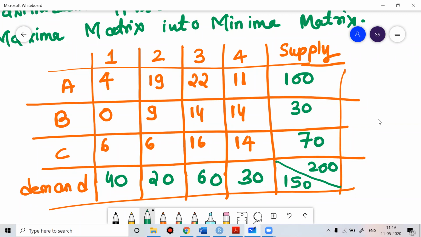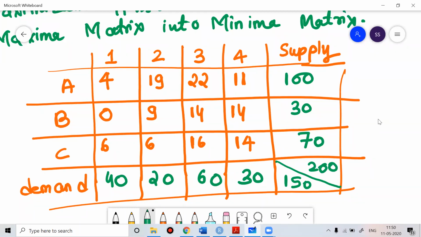Once we have converted the maximum matrix into minimum matrix, that was the first condition, that whenever you are solving a transportation problem, the objective function should always be minimization. That part is done. Now the next thing is that you have to make this problem a balanced transportation problem. How will you do that? For that you will add a dummy row or dummy column. In the previous class, we have discussed the unbalanced transportation problem.